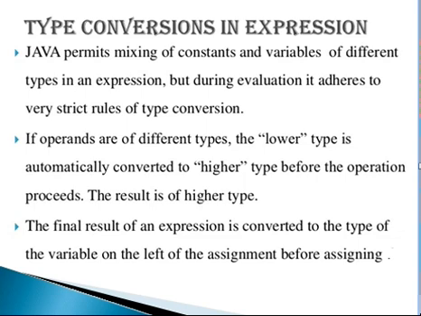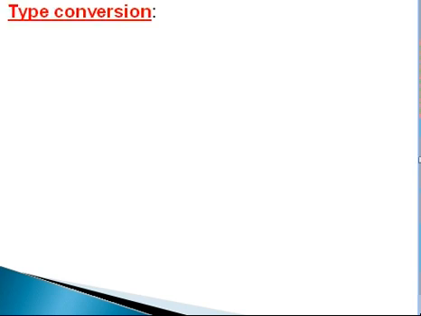Okay, so that brings us to the next topic, that is type conversion. Remember, Java permits the mixing of constants and variables of various data types, but then it has to follow certain rules. If we are talking about a data type of larger storage capacity, we are going to convert it into a lower storage capacity data type forcefully. Whereas data types of lower storage capacity are automatically converted into a data type of larger capacity. Now what does that mean? Let us discuss it further.